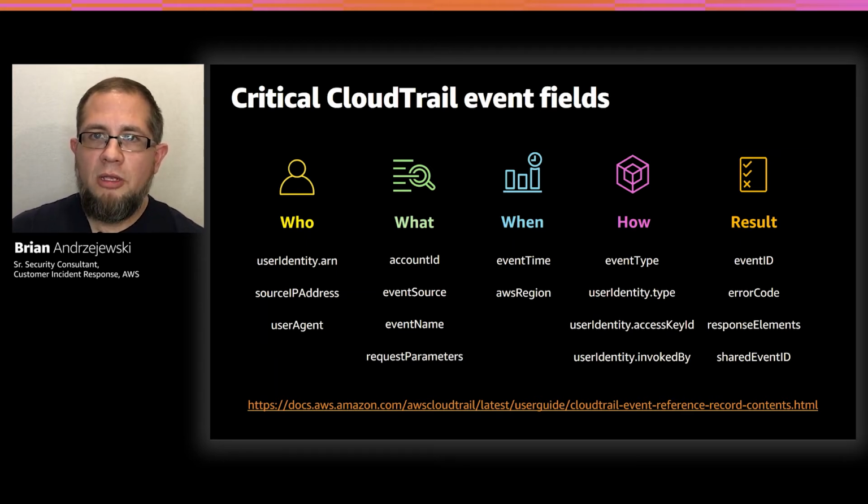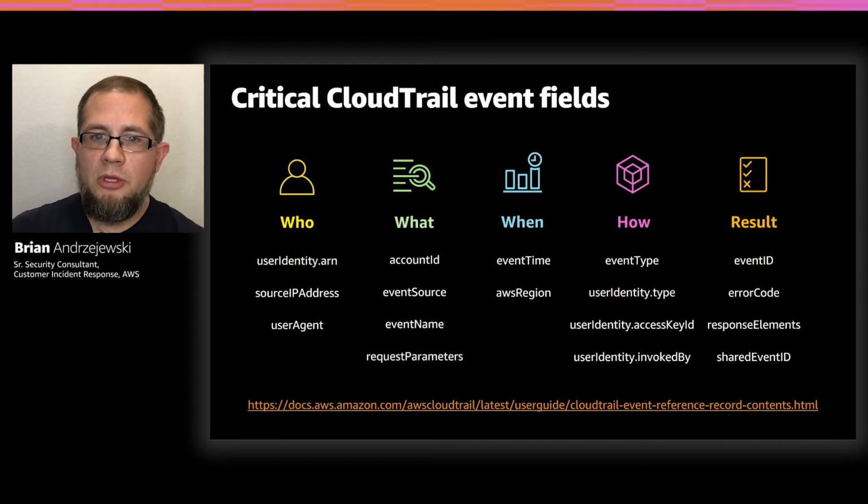For the what, the record will capture the account ID and the event source. The event source is an AWS service, typically a short name followed by amazonaws.com, then the event name, and the request parameters of that request to the control plane or the Amazon API. When this request is made, it is recorded as an event time in UTC format, and the region that was accessed from the control plane is also recorded as part of that record.